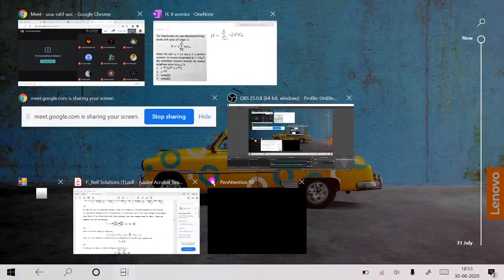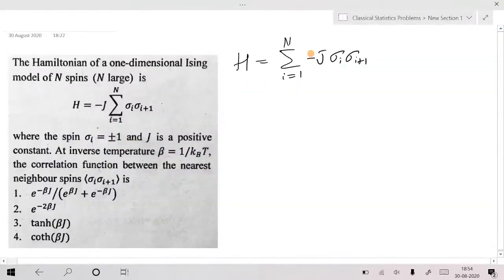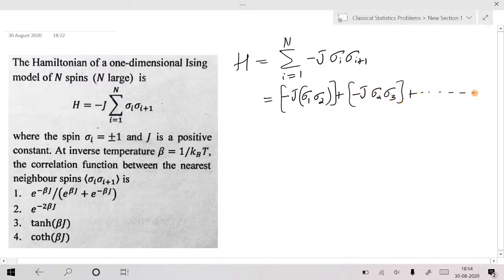But I'm going to apply the same logic here. So even though this is an interaction term, actually I can write it like this: minus J into sigma 1 sigma 2, plus minus J into sigma 2 sigma 3, plus and so on. Isn't it? I can just continue like this. Now where sigma i is equal to plus or minus 1. He gave these possible values actually.